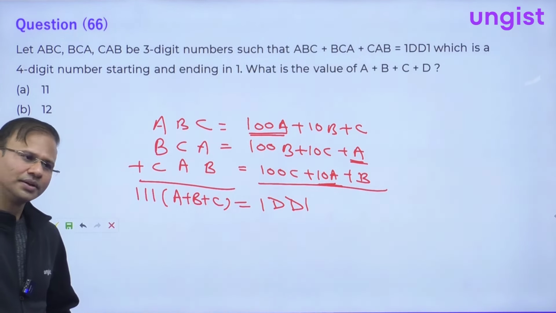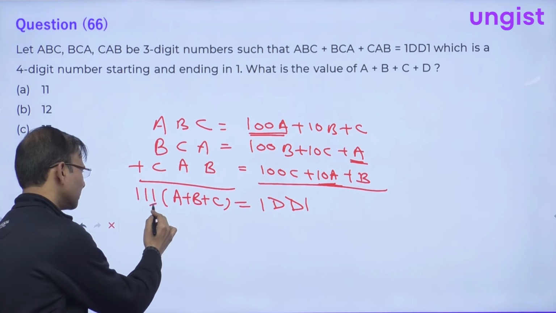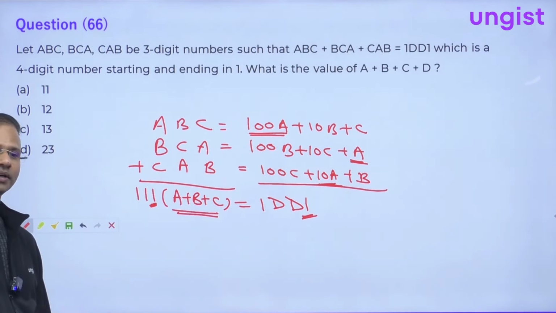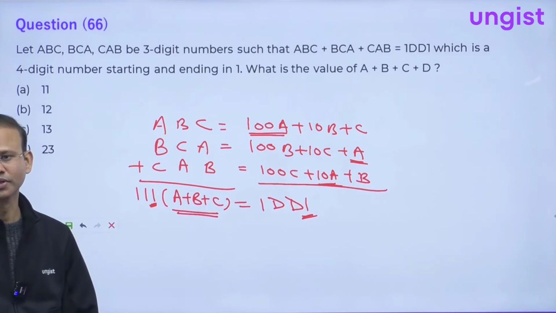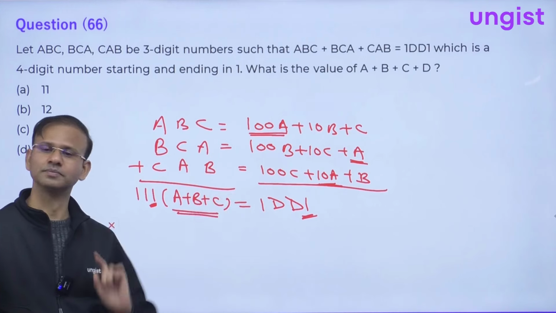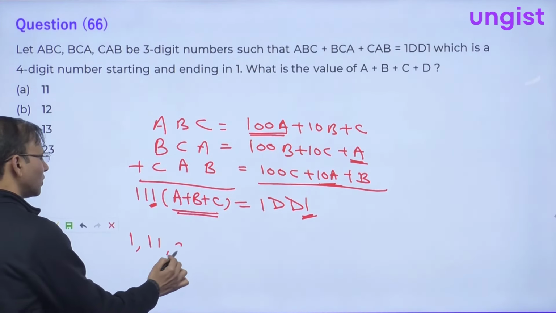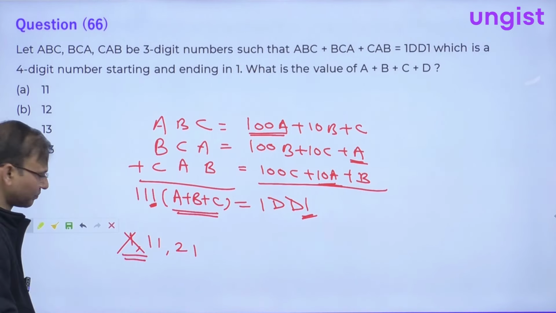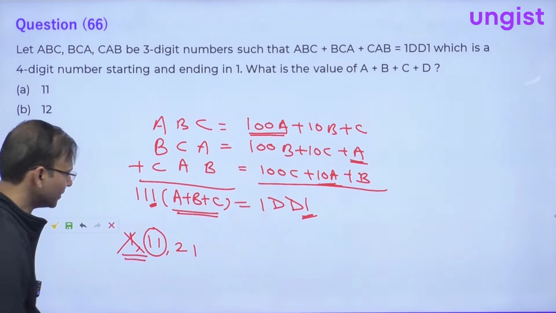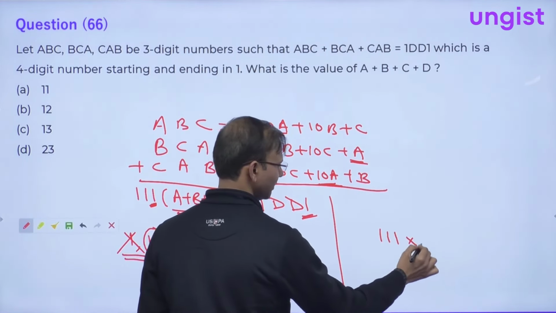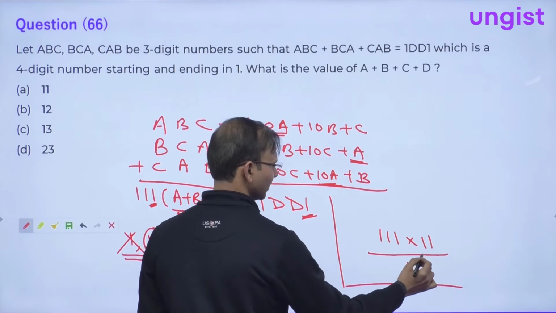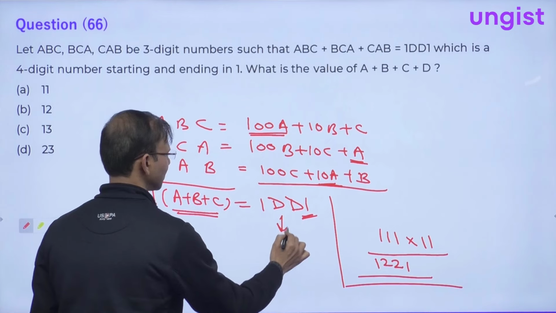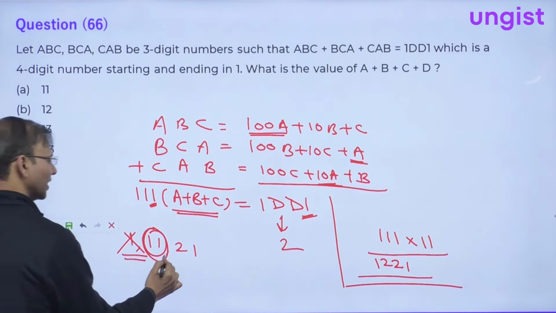Everybody clear now? Now friends, just think on it. Idhar dekhi zara, all of you. This is 1. 1 into something is giving you unit digit as 1, and that something has to be what? Either it has to be 1 or 11 or 21, because the range of A plus B plus C can be 1 to 27, right? So for 1 it is not possible because it is a 4 digit number, so 1 is ruled out. So let's try for 11, guys. So 111 into 11, 11 ones are 11, 11 ones are 11, 2, 11 then 12. Very good. So D is coming as 2 and A plus B plus C we have considered as 11. So 11 plus 2 is 13.